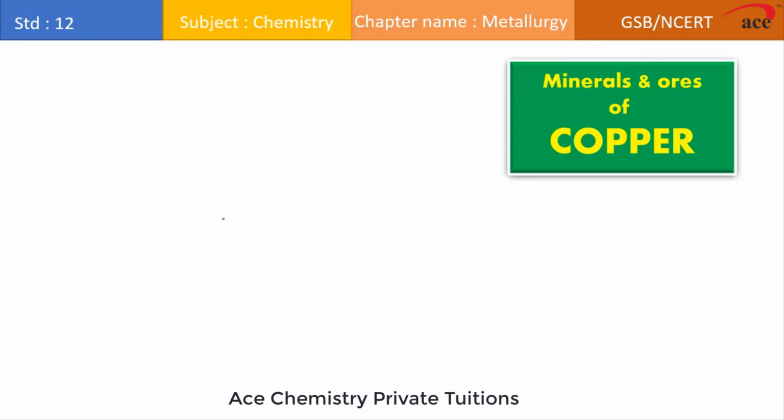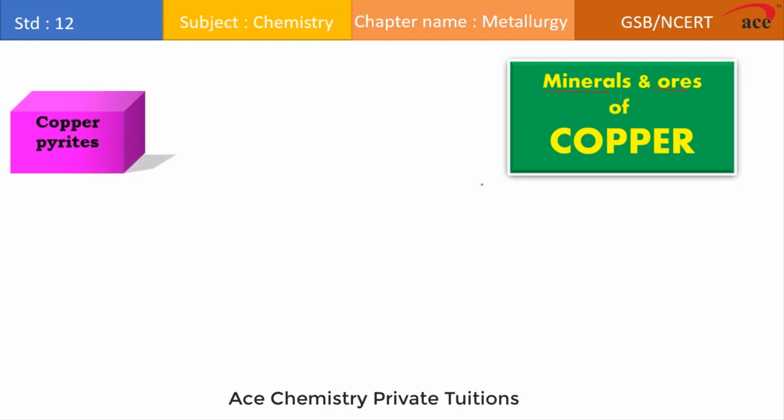For doing extraction of copper metal, student, we should be aware about the minerals and the ores of copper. So the list which I'm giving you consists of some important minerals of copper metal. The very first is copper pyrite, which is to be considered as the chief ore of the copper metal, and the formula of the copper pyrite is CuFeS2. So it is copper iron sulfide. Please remember the formula, it's CuFeS2.